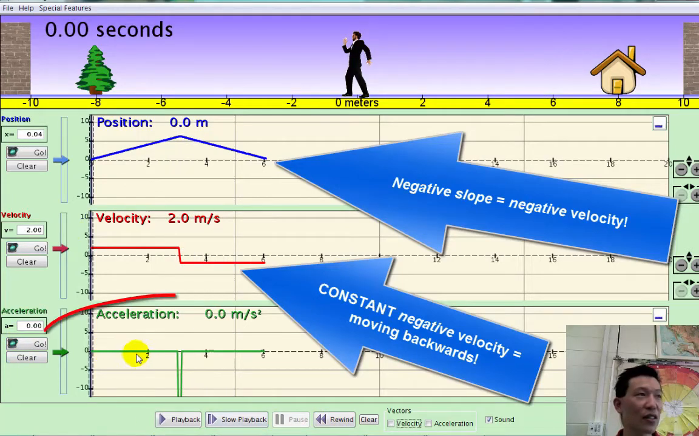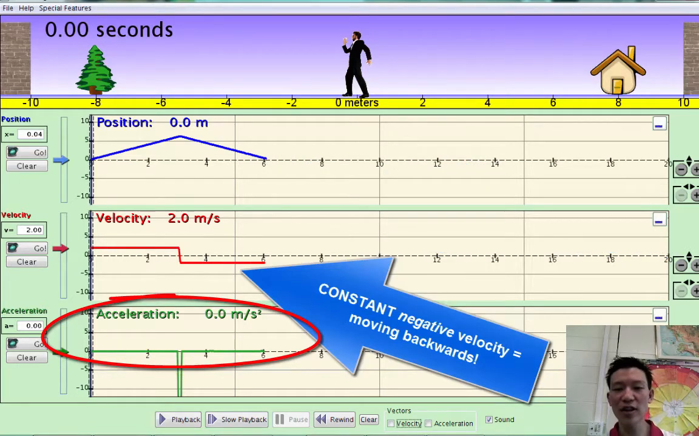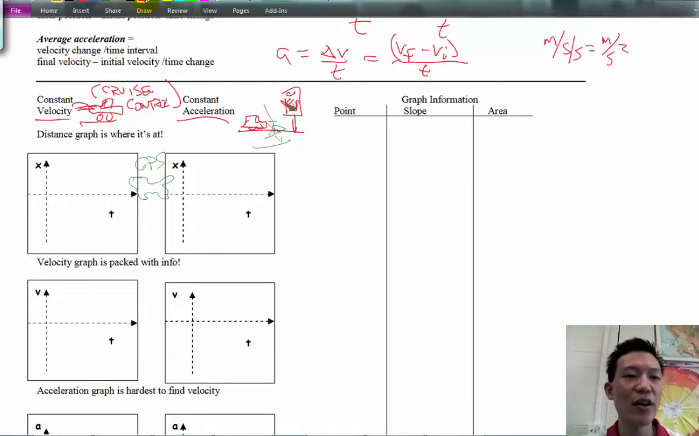Acceleration will be what if you're not speeding up or slowing down? Right here. Can you see this? The acceleration graph's a big fat what? 0. You see that? So let's go ahead and summarize that on our little note page.